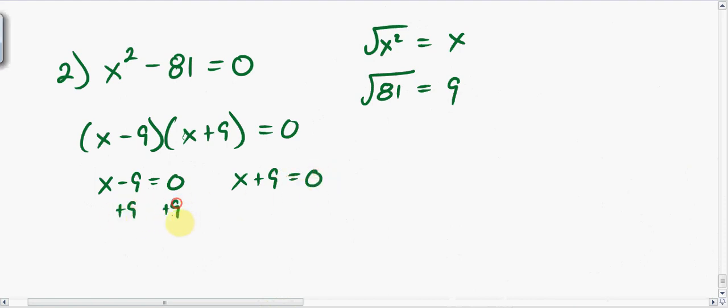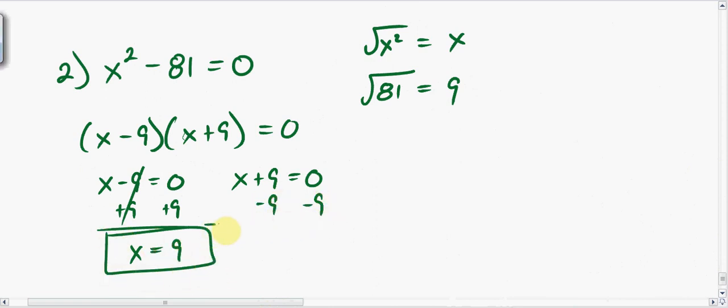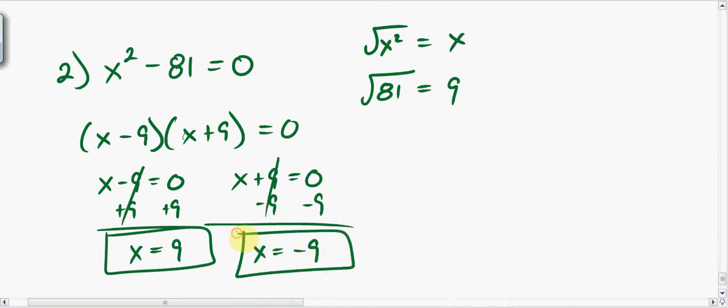Add 9 to both sides. One of my zeros is x equals 9. Subtract 9 from both sides, and the other zero is x equals negative 9. And if you were to graph it, you would see the parabola would cross the x-axis at both positive 9 and negative 9. So go ahead and check that. And that's the end of section 4.3.